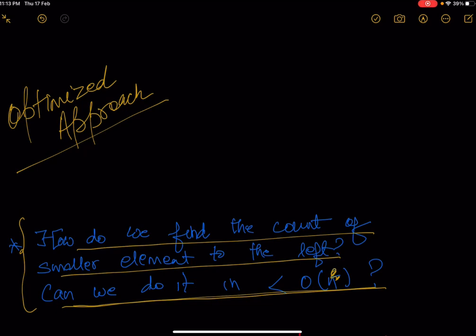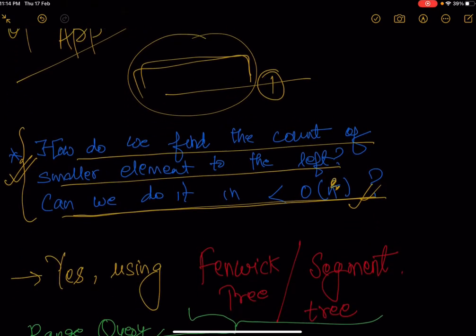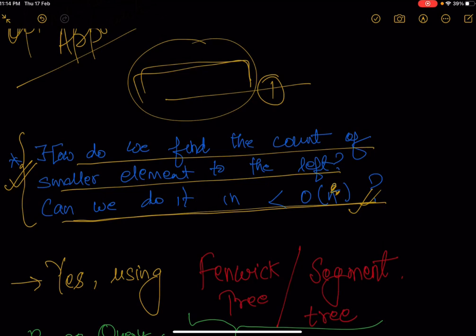We are now trying to investigate whether we can do the same thing, that is finding how many elements are smaller than the given element and lie to the left of it, or how many elements are greater than the current number and lie to the left of it, efficiently. So the answer is yes, we can do this by using either a Fenwick tree or a segment tree.